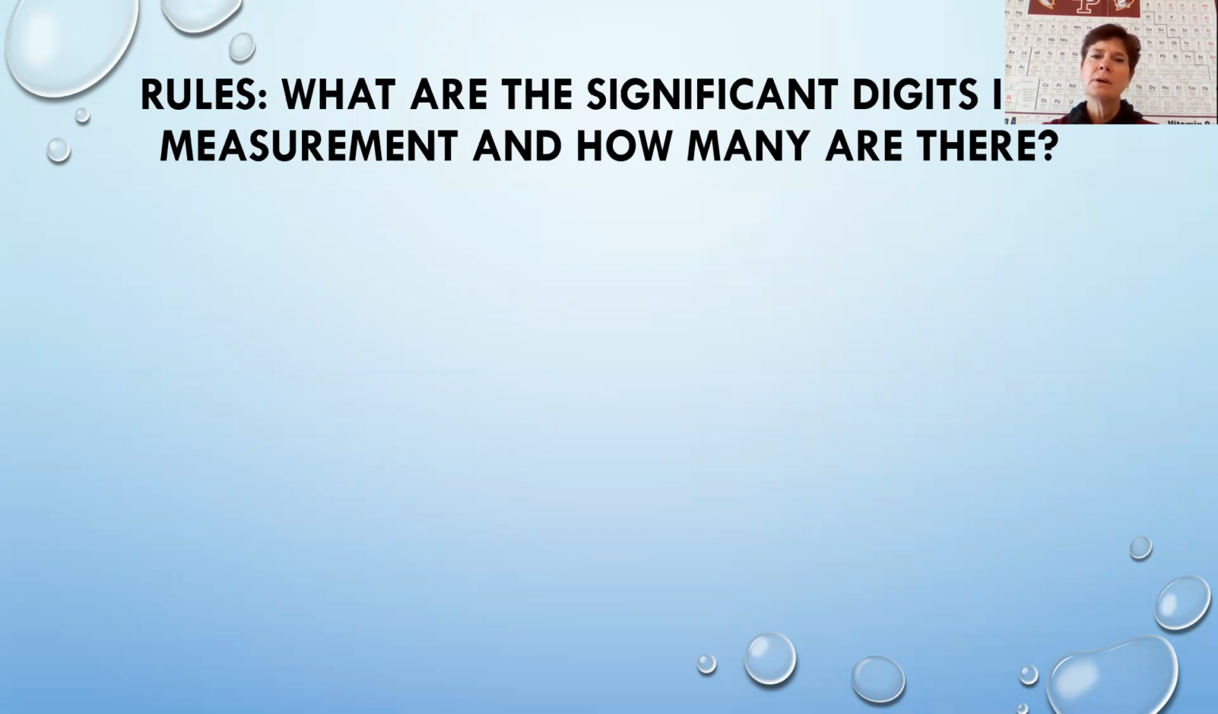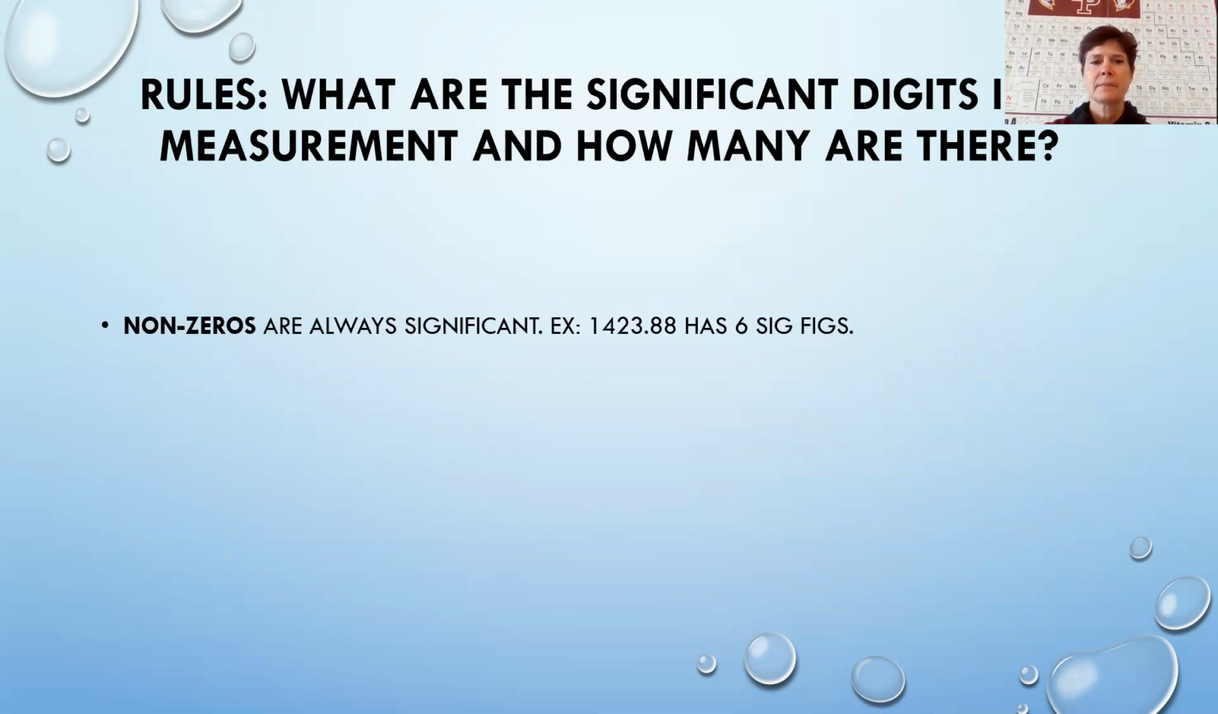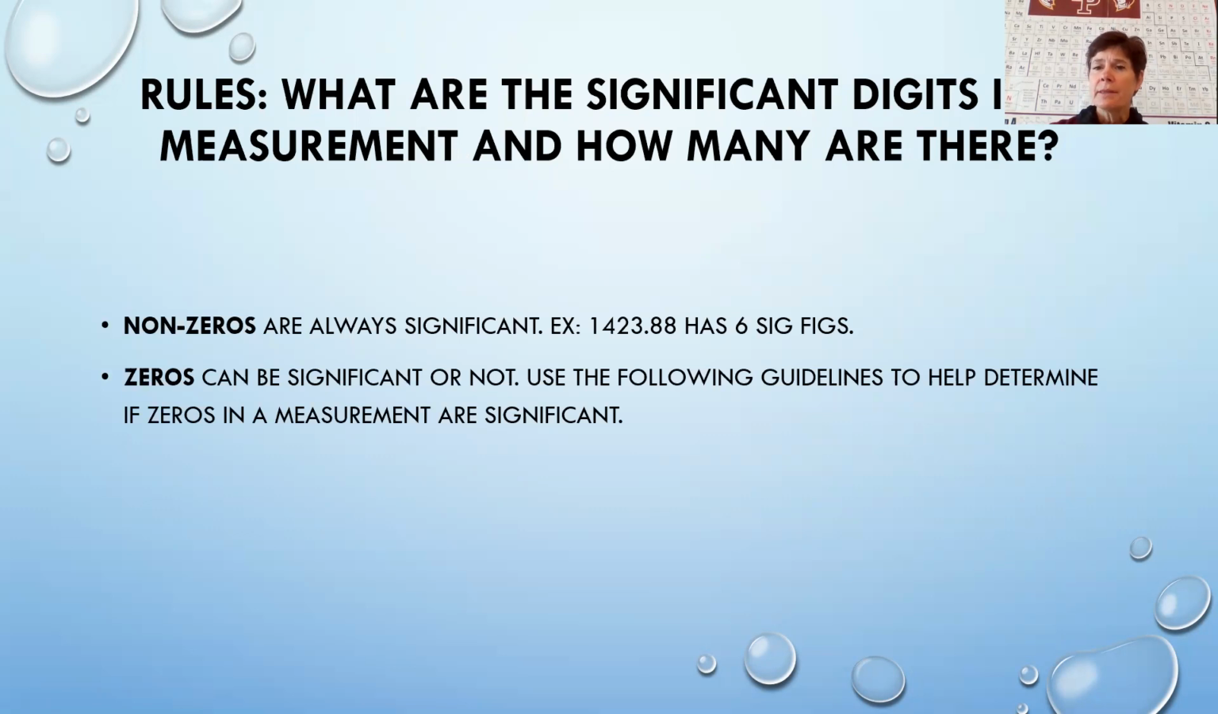Here are the rules that tell us what are significant digits in a measurement and how many are there. The easiest rule to remember is that if we have non-zeros, those are always significant. For example, the value 1,423.88 has 6 significant digits because all of those digits are non-zeros. Zeros, on the other hand, can be significant or not, and we're going to use a series of guidelines to help determine if zeros in a measurement are significant.